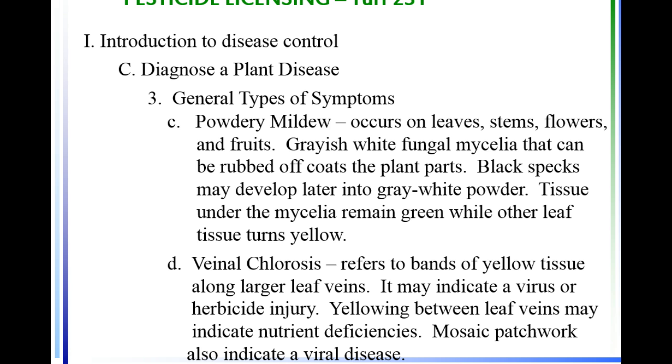So if you've got distinct margins, mottling could indicate a nutritional problem. Okay, but if you've got kind of a mosaic patchwork, it could be a viral disease. So you need to look at the symptoms you're looking at. And on page 30, it shows you more what the powdery mildew looks like on the leaf, and then venochlorosis or a mosaic. So you can see the venochlorosis on the left of that picture and the mosaic on the right.